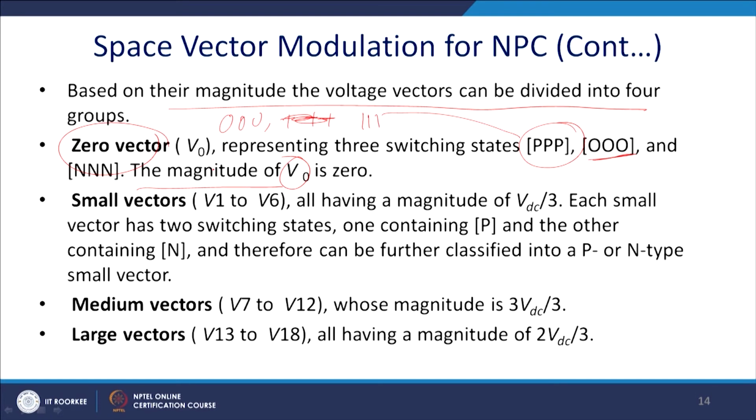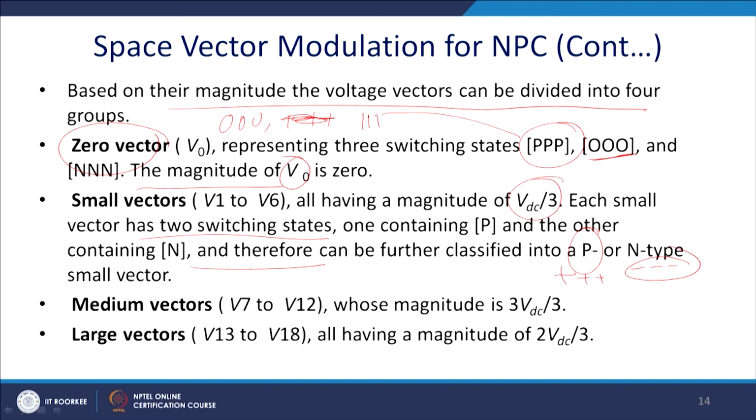The small vectors V1 to V6 all have a magnitude VDC by 3. Each small vector has 2 switching states, one containing P and the other containing N, and therefore can be further classified as P or N type, or some books write triple plus and triple minus type small vectors.